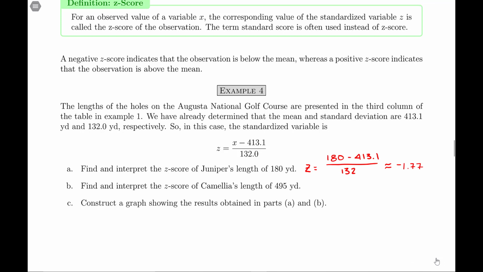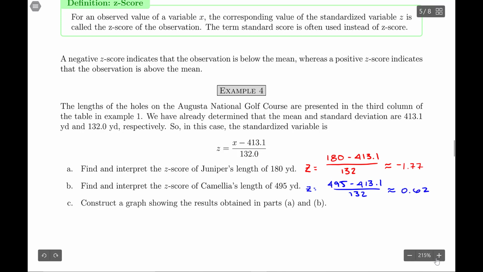For part B, I'm going to interpret these for you in just a second. For part B, it's 495 minus 413.1 over 132, and that's going to correspond to a z-score of approximately 0.62.